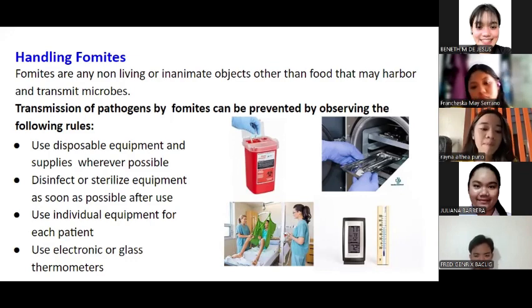And lastly, use electronic or glass thermometers. By using electronic or glass thermometers rather than traditional mercury ones, these options are generally easier to clean and less likely to harbor bacteria. Next slide, please.